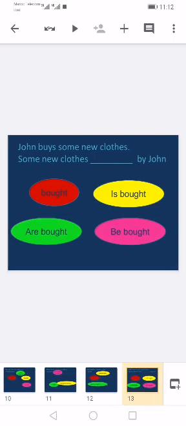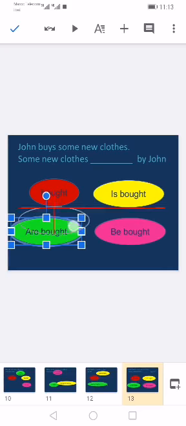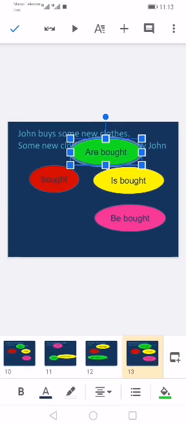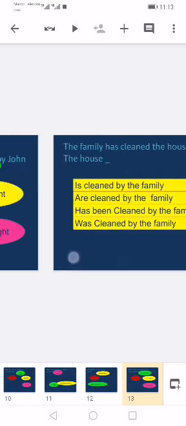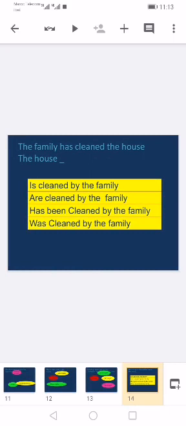In this one, we have John buys some new clothes. So it's the simple present. I buy, you buy, he buys, or John buys some clothes. So when we have simple present, it's is or are, and we have new clothes, plural. So we are going to choose are bought by John.